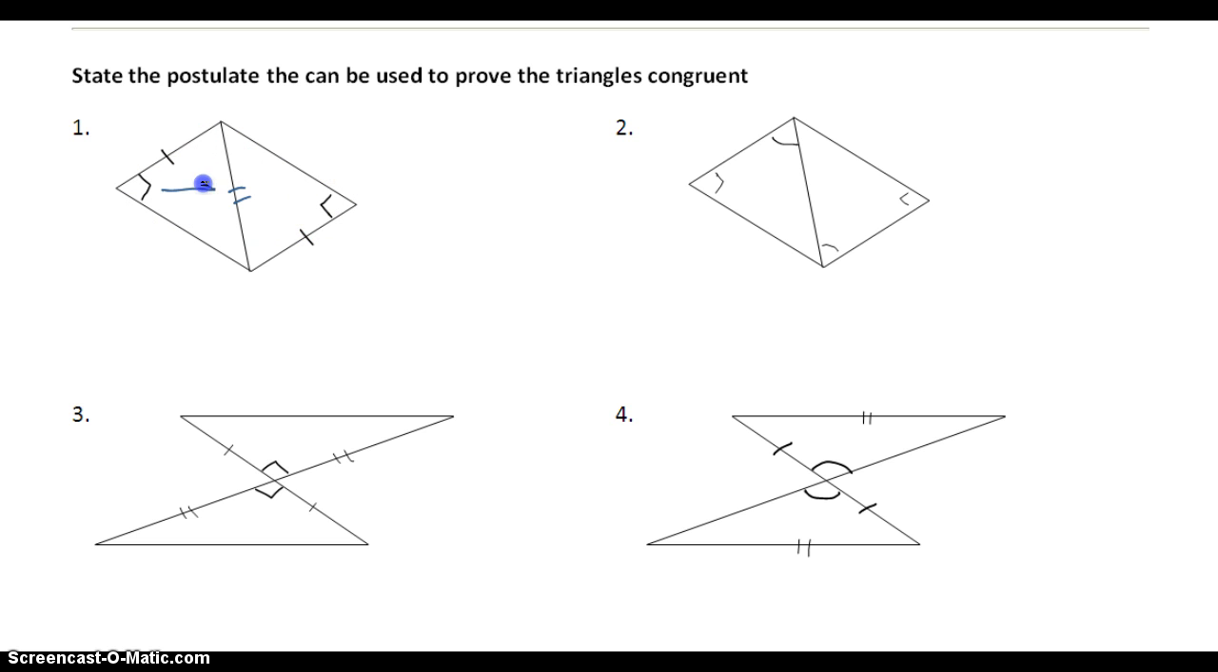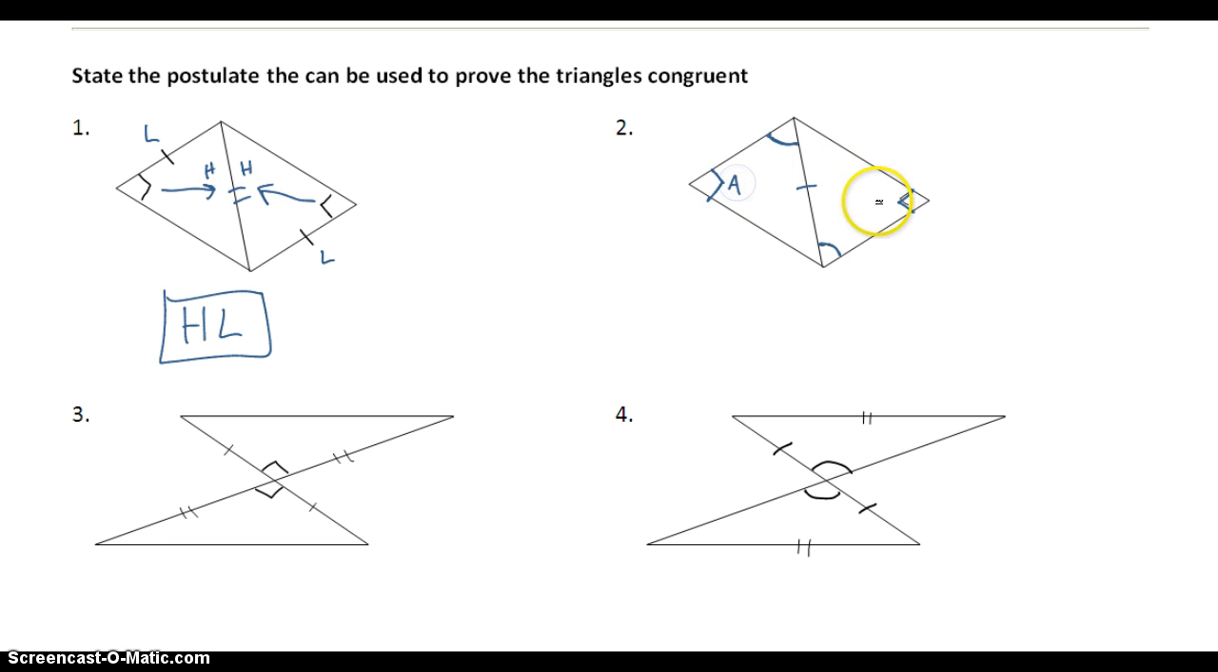And in this case, we have HL. So these two triangles are congruent to each other by HL, hypotenuse leg. Now in this second example, I have right angles also, and I have a pair of shared sides that are congruent, but I have another pair of congruent angles.